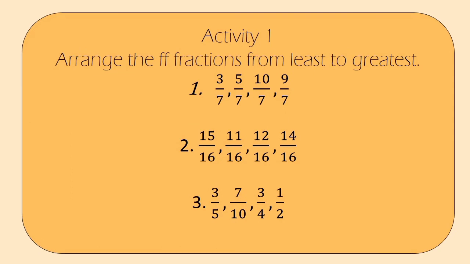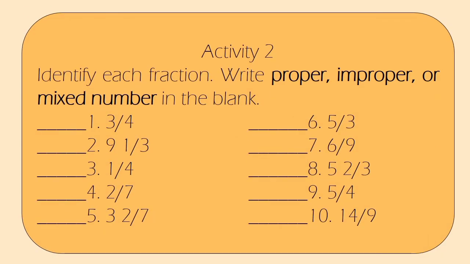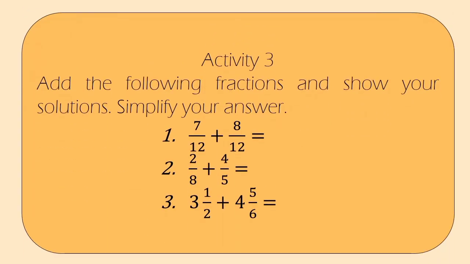For your activity, arrange the following fractions from least to greatest. Write your answer on one whole sheet of paper. Activity 2. Identify each fraction. Write proper, improper, or mixed number in the blank. The last activity is to add the following fractions and show your solutions. Simplify your answer.